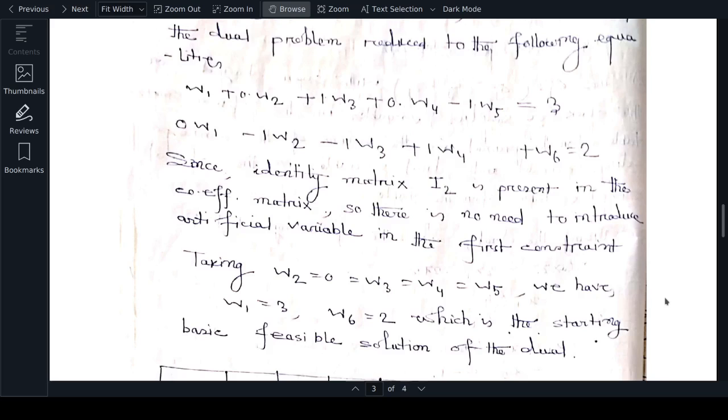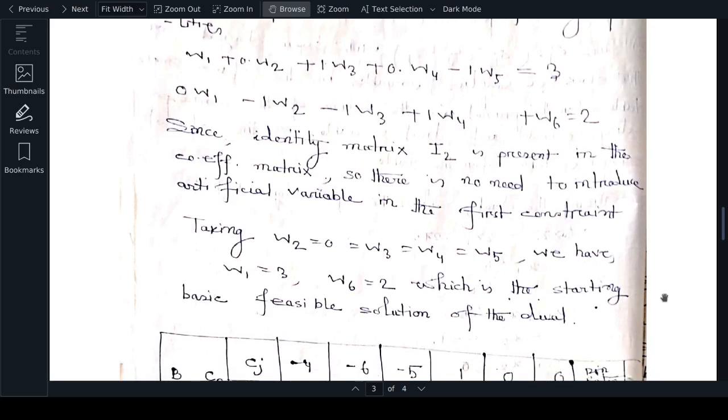Oh, yes. So you see, this is from here. The first equation is W1 plus 0 W2 plus W3 plus 0 W4 minus W5 equal to 3. The second equation is 0 W1 minus W2 minus W3 plus W4 plus W6 equal to 2. Okay.